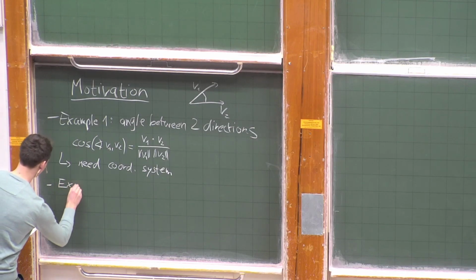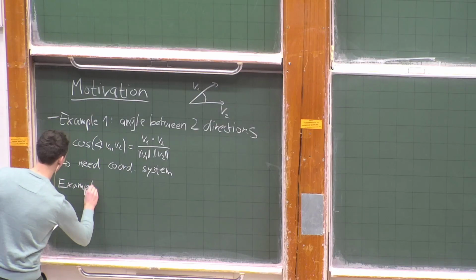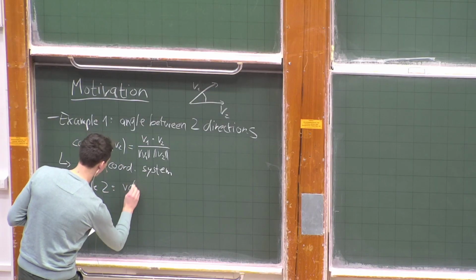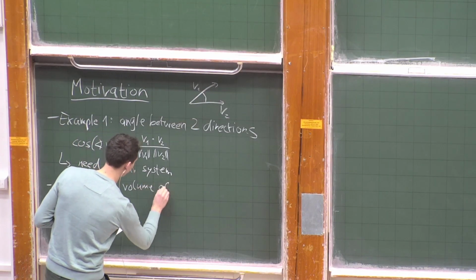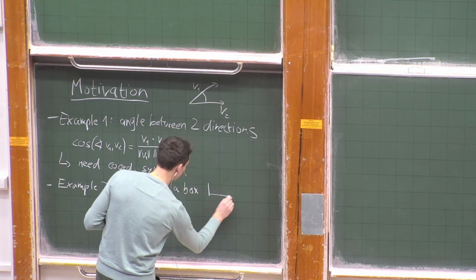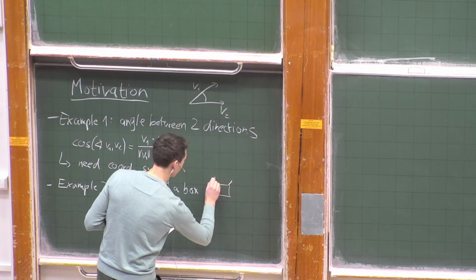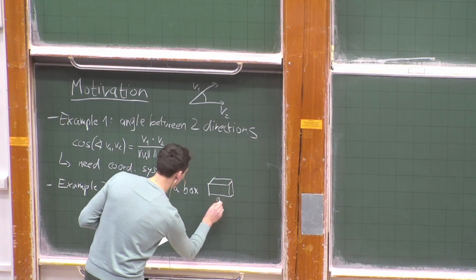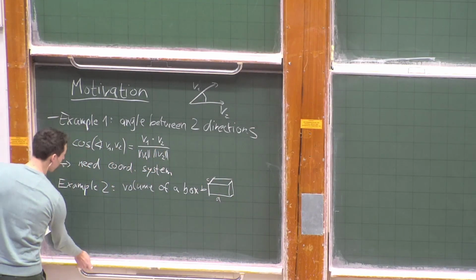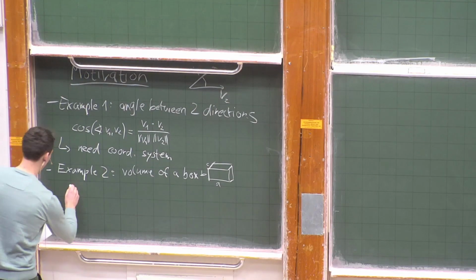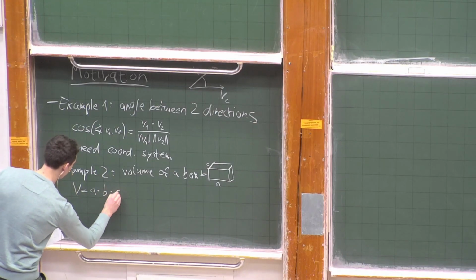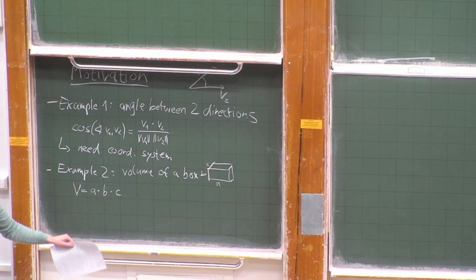Next example, it's also quite still simple, is to compute the volume of a box. The picture for this could look something like that. We have a box here in 3D with length A, B, and C. And then in order to compute the volume, we use the formula which we recall from school, which is just we multiply each of these lengths and therefore we get the volume.